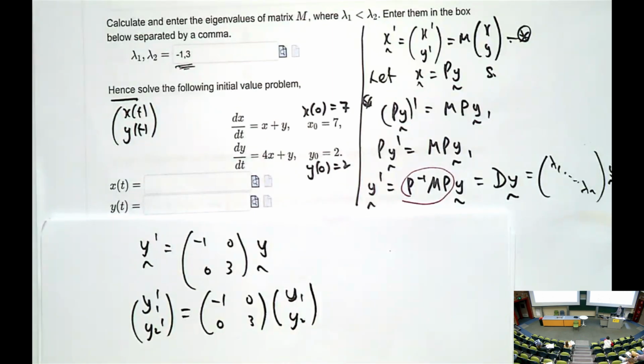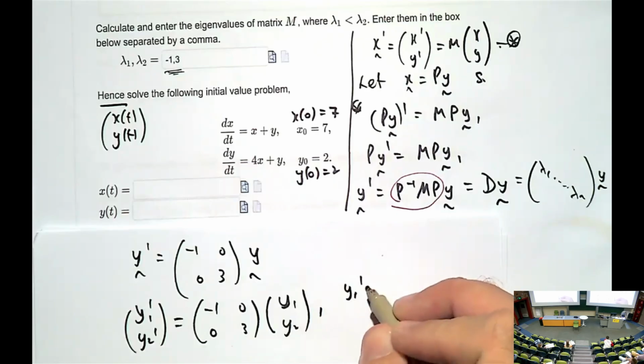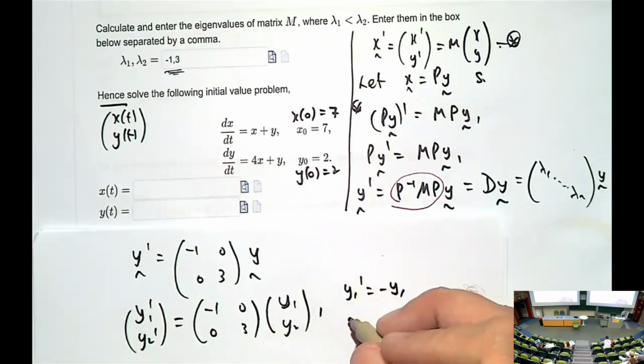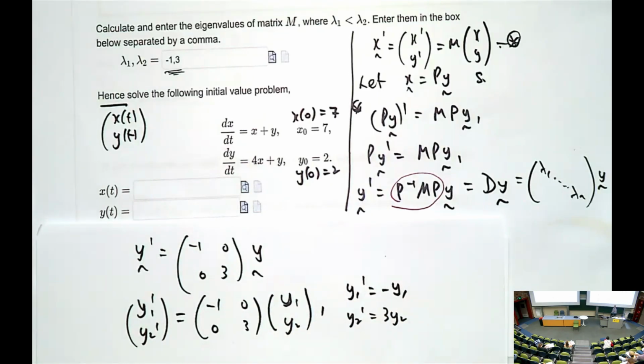So y1 dash equals negative y1. That's what the first row says. So what is the answer to that problem? y1 dash equals negative y1. And the second one says y2 dash equals 3 y2. So what are the solutions to those problems? What's y1 and y2? Yeah, they'll both be exponentials.